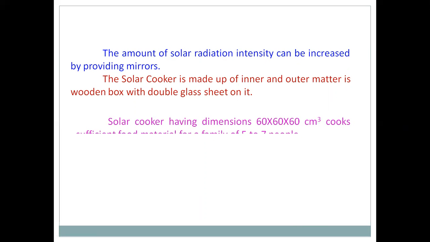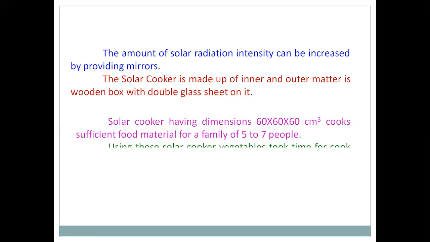A solar cooker having dimensions 60 centimeter by 60 centimeter by 60 centimeter may cook food for a family of 5 to 6 members, or maybe up to 7 members. So this is sufficient for the limited number of people we have in a house. Of course, it takes different times for cooking different foods.